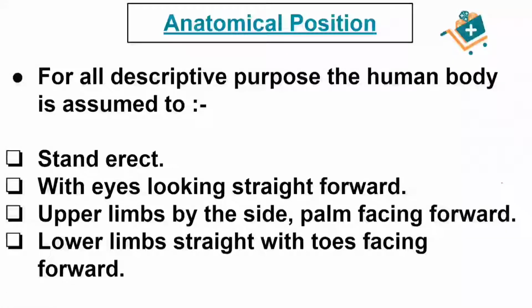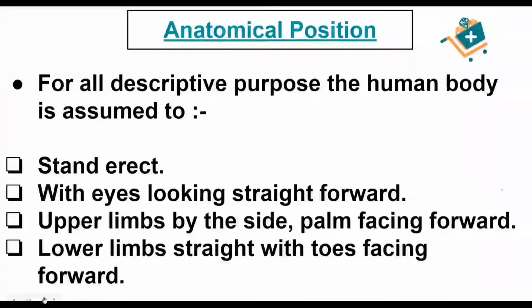Now, the anatomical position. What is the anatomical position? For describing the human body, we need to fix a position. So when a person is standing erect, and the eyes are looking straight forward, and the upper limbs are side by side, the palms will be facing forward, or anteriorly. You will learn what anterior means later. The lower limbs will be straight with the feet forward, that is, toes facing forward. That is the basic anatomical position.